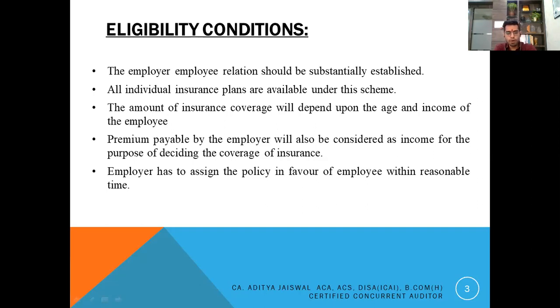Moving on, the employer has to assign the policy in favor of the employee within a reasonable time. Friends, I have prepared a completely different slide related to assignment. I'll discuss the fifth point in detail when I come to that slide.